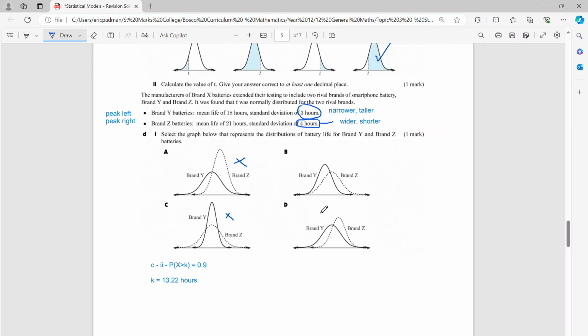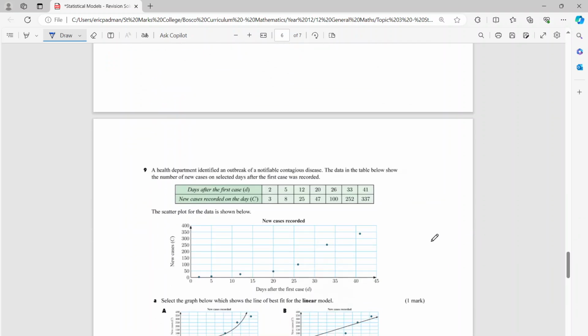Brand Y is on the left and it is taller. I believe that's the correct one. And we'll see if we can dismiss the last one. Brand Y is wider and shorter, then that's wrong. So that is the correct one. There we go. You just had to circle that one. I put a fair bit of work into explaining it, so hopefully now you understand why.